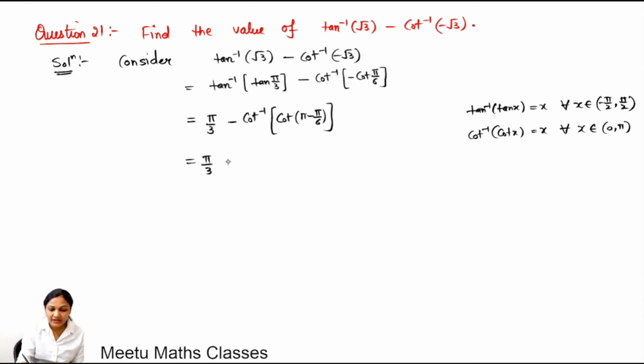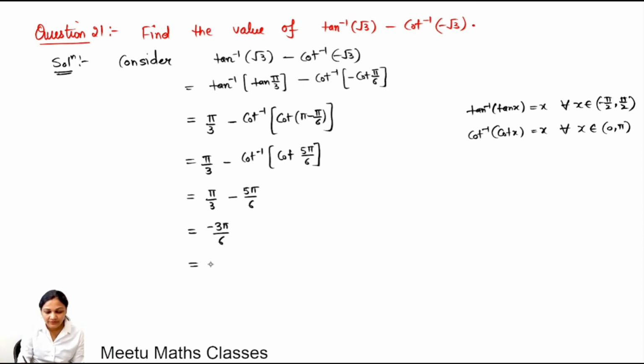Which is equal to cot inverse of cot 5 pi by 6. And now 5 pi by 6 lies in the open interval 0 to pi, hence invertible, and it will be 5 pi by 6. So your answer will be, by taking LCM, 2 pi by 6 minus 5 pi by 6, so minus 3 pi by 6, or we can say minus pi by 2, and this is the required value of your function.